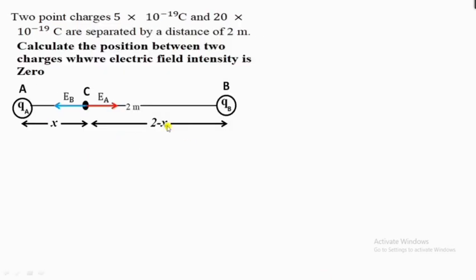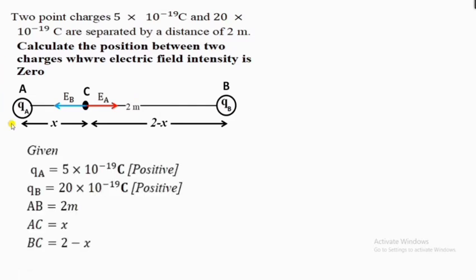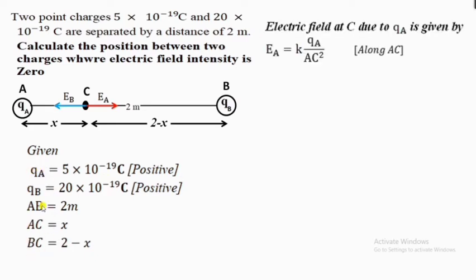Now this is the same diagram I am using. So these are the things which are given. QA is given, QB is given, so I am considering this to be 5 into 10 to the power minus 19 and this to be 20 into 10 to the power minus 19. AB is given, AC is x, and BC is 2 minus x. If you give the names A, B, C, D, then it will be easy for us to write these things.